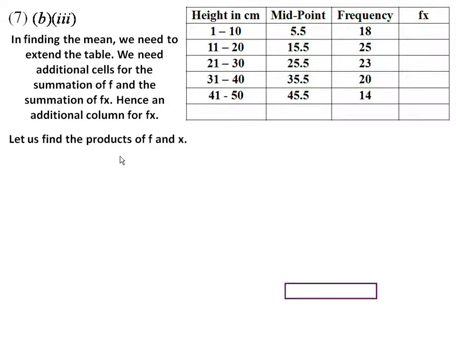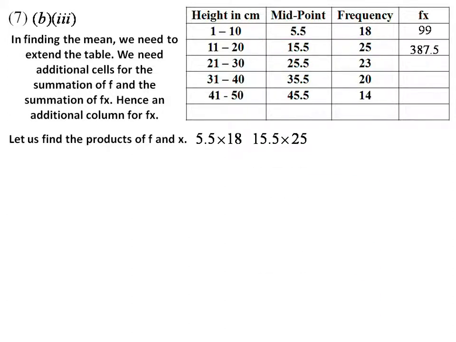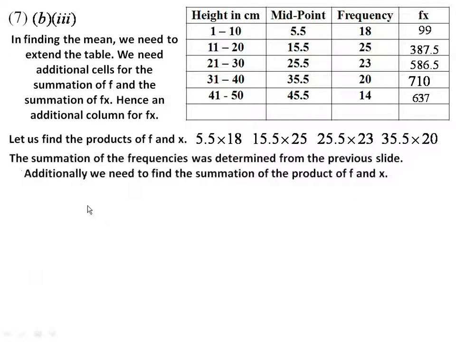So let us find the product of f and x. That's that. Any more? Yes. 15.5 times 25, and then 25.5 times 23, and then 35.5 times 20. And then the other one is 45.5 times 14. Now, the summation of the frequencies was determined from the previous slide. Additionally, we need to find the summation of the product of f and x. It is 100. So 100 goes there, and the summation of fx goes there, which is about 2,420.